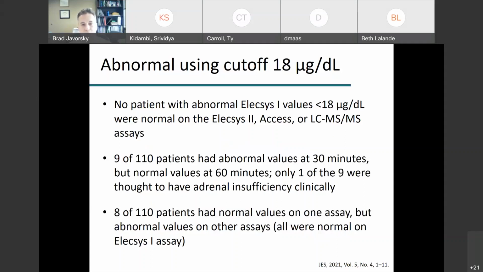No patient in our study with an abnormal Alexis 1 value less than 18 was normal on the Alexis 2 or LCMS assays. So nothing was missed with the newer assays. 9 out of 110 patients had abnormal values at 30 minutes, but normal values at 60 minutes. And of those 9 patients, only 1 was clinically thought to have adrenal insufficiency. So this would suggest that the 60-minute time point might be a better measure of adrenal insufficiency than the 30-minute time point. 8 of 110 patients had normal values on one assay, but abnormal values on a different assay. But all of them were normal on the Alexis 1 assay, which is the one that we use.